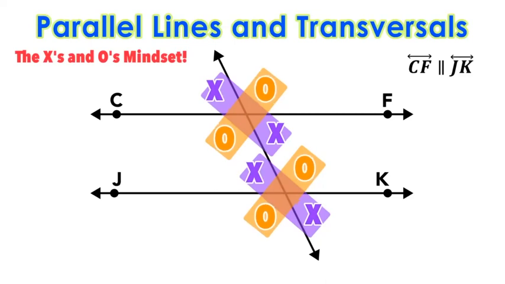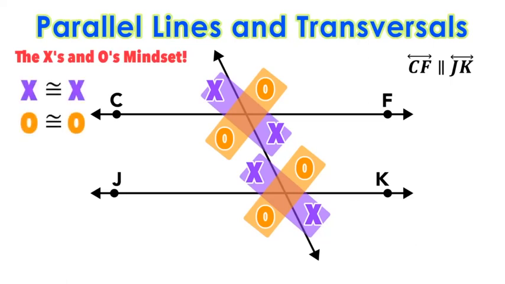Next, I'm going to label all of the acute angles with the letter X and all of the obtuse angles with the letter O. Now again, you can reverse this and make the acute angles O's and the obtuse angles X's. As long as you are consistent, this mindset method will still work. Now, with this visualization in mind, we can conclude that all the angles labeled with an X are congruent to each other, all the angles labeled with an O are congruent to each other, and any combination of an X and an O angle will have a sum of 180. So any XO combo represents a linear pair.